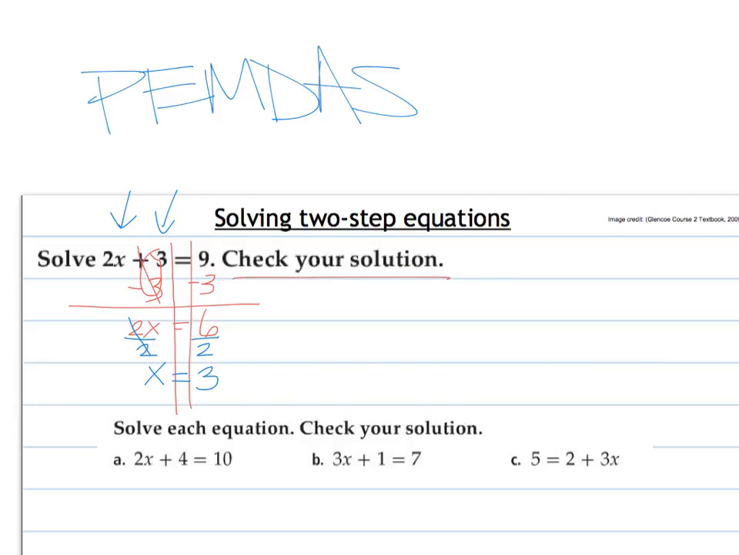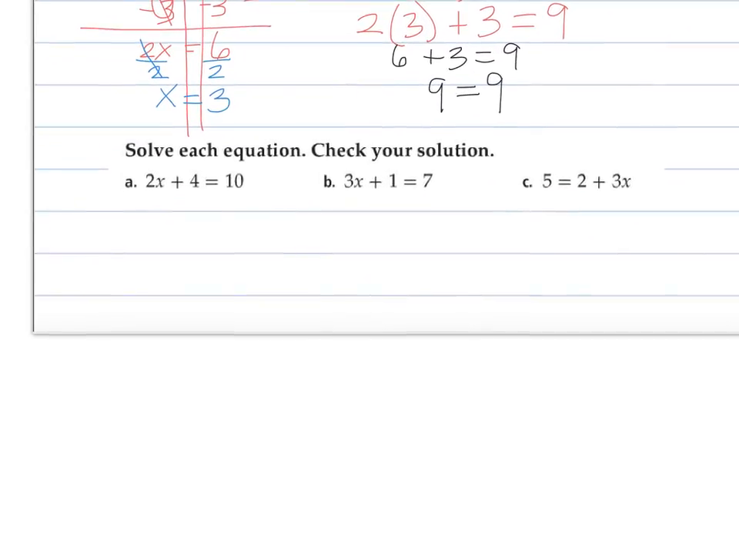Checking my solution, normally I'd be working down. I don't have space here, so I'm going to plug it back in. 2 times my value of x plus 3 should equal 9. 6 plus 3 equals 9. 9 equals 9. All right, here's some for you to try. And just so that last one is clear, this is your solution. 9 equals 9 is proving that it works. This is your solution, the variable equals.